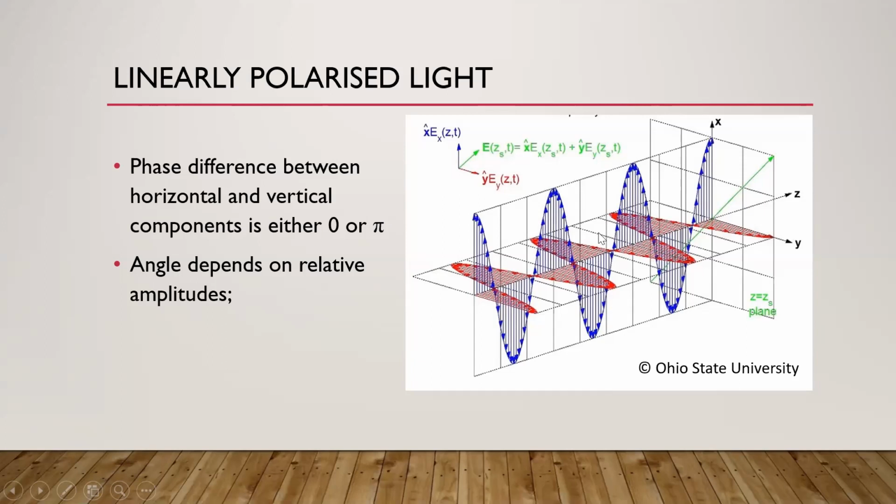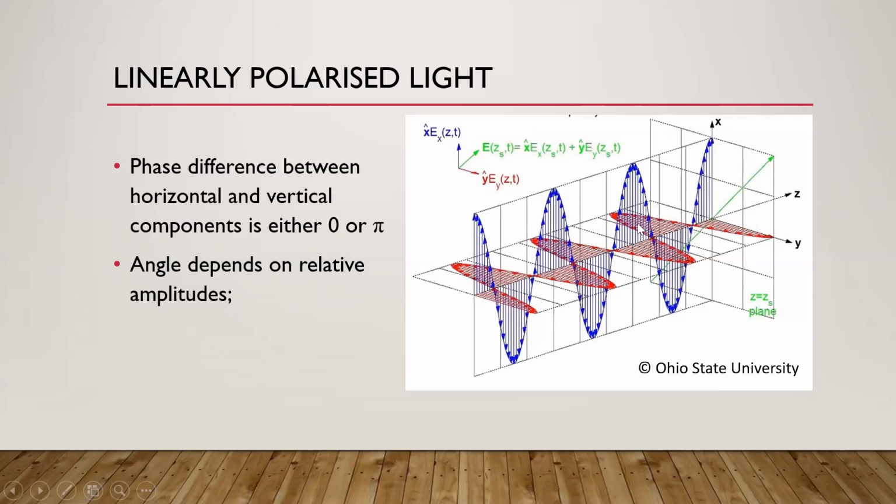Now, if those two components are perfectly in phase or out of phase by pi, then the amplitude of both at any one point in time is going to remain constant relative to each other. So in other words, if we combine the two vectors, the horizontal vector and the vertical vector, then the angle of the resulting vector is going to stay constant. So as long as we're perfectly in phase or out of phase, we're going to have perfectly linearly polarized light.